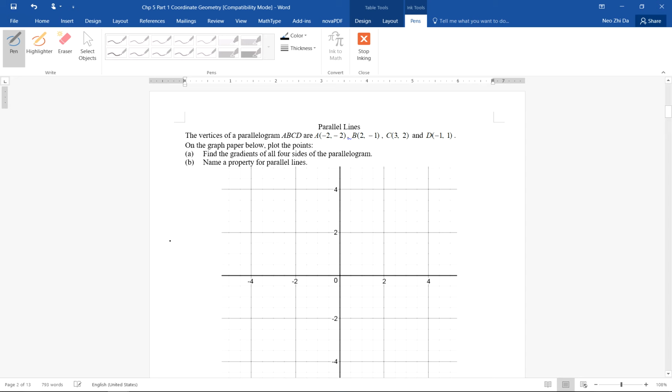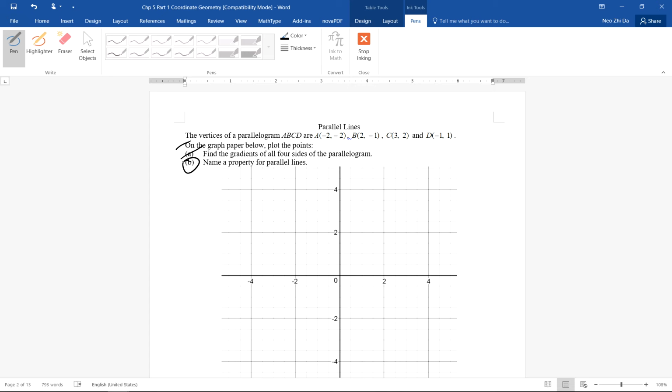Now, parallel lines. I want you to pause the video and go ahead and plot all these points and find the gradient for the four sides of the parallelogram. Now you have already found the gradients of all four sides of the parallelogram. What do you observe? I'll give you some time to think.